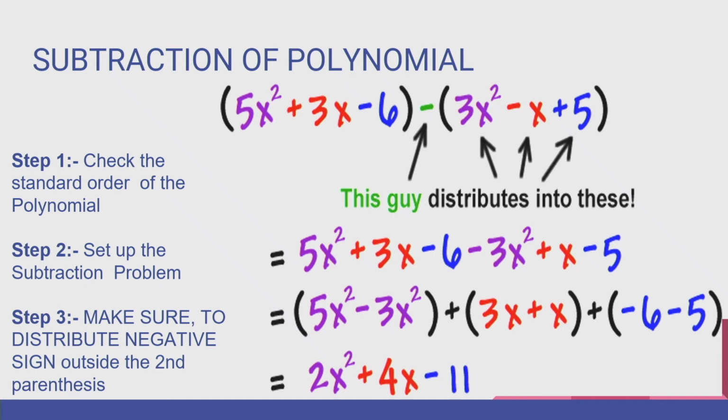Step 1 is still the same, like how we checked our polynomial is in standard form or not. We will check the same thing. Is it in the standard form or not? That's step 1. And then step 2 is set up the subtraction problem. Step 3. In subtraction, you have to make sure that we distribute our subtraction sign to the second expression. Now let's see how this problem works.